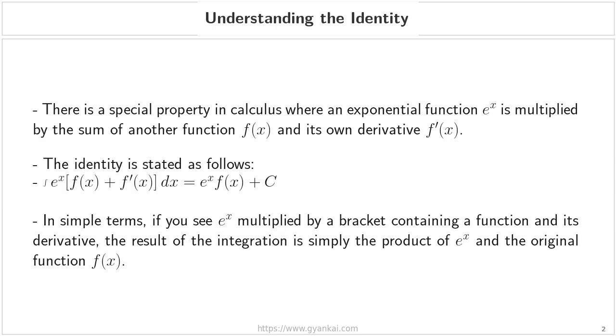In simpler terms, if you spot this specific pattern, e to the x, multiplied by something in brackets that contains a function and its derivative, you don't need to go through the full integration by parts process. The integral is simply e to the x times the original function, f of x, plus our usual constant of integration. Okay, so let's move on to slide 2.